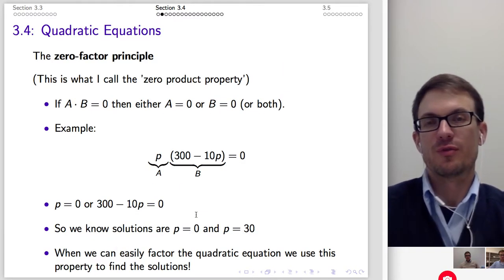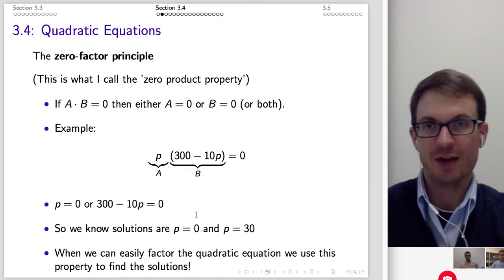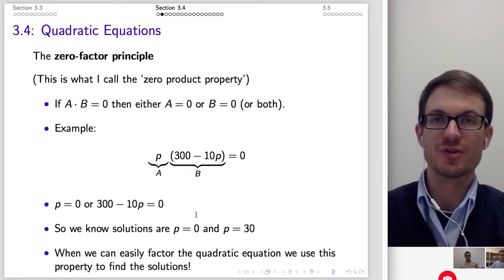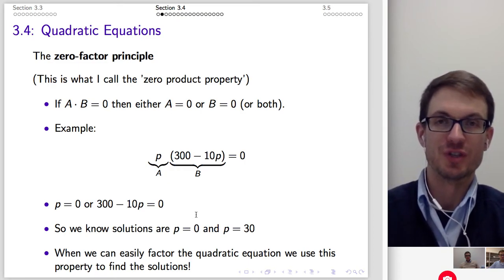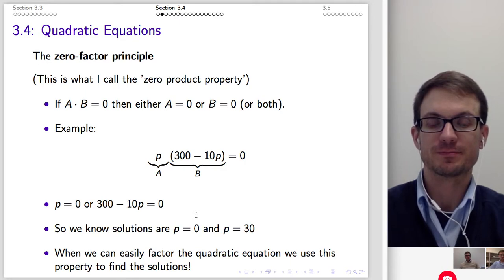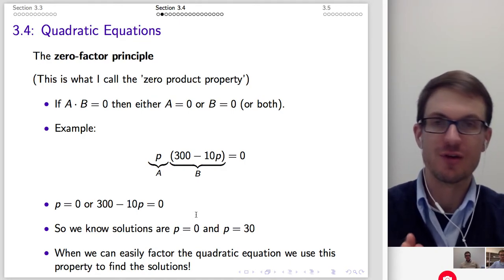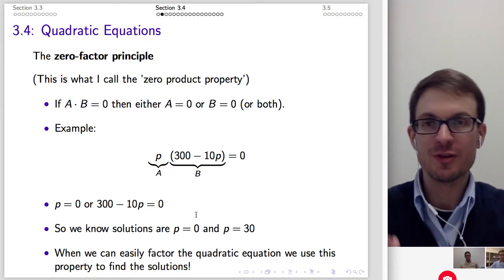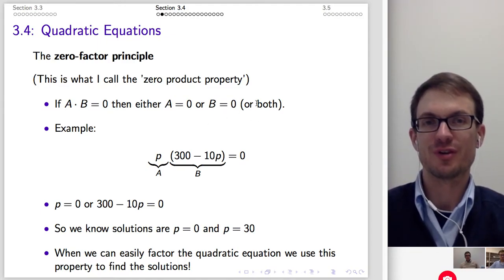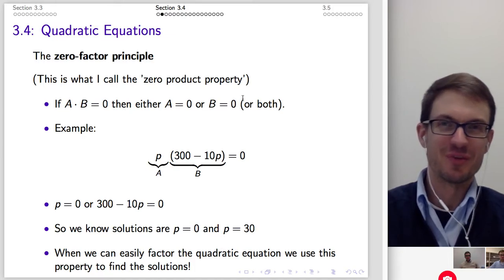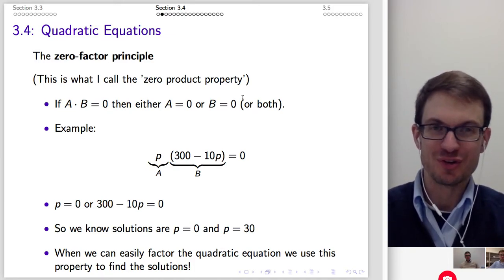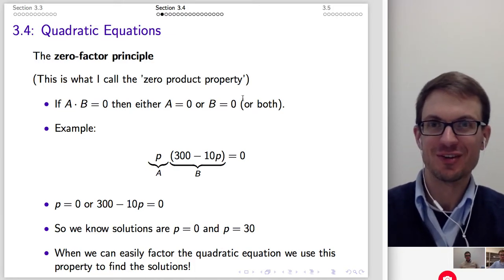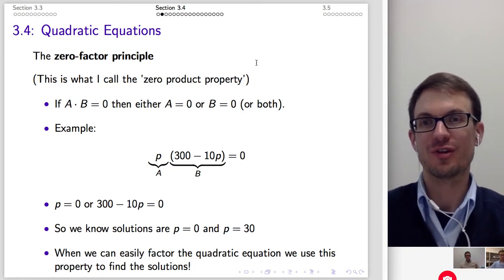All right, so the first thing I'll do is, for solving by factoring, this rests on the zero factor principle. This is what I call the zero product property. Basically, it's the idea that if you have the product A times B, and if that's equal to 0, then either A is 0 or B is 0. Or, if you have the product A times B, and you can turn one of those A's or B's into 0, or both, the whole thing turns into 0.